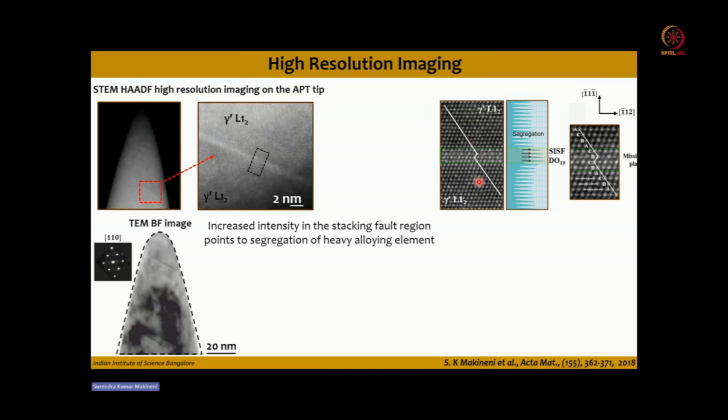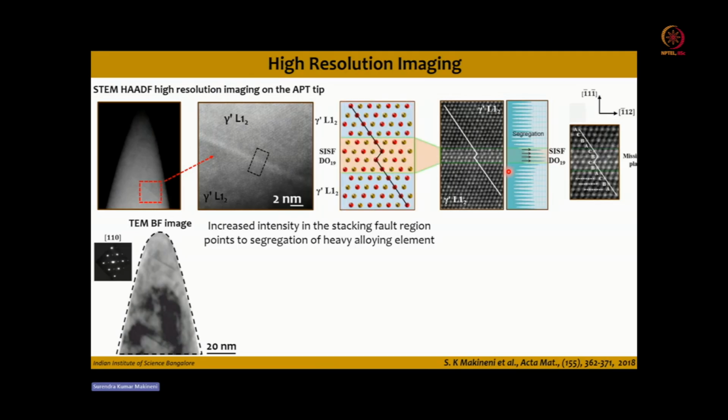If you take the intensity profile across this structure, you can see that the intensity increases. It means that it might be possible that the heavy elements present in the sample get segregated at these stacking faults. Now you have a complete structural analysis of one particular fault.